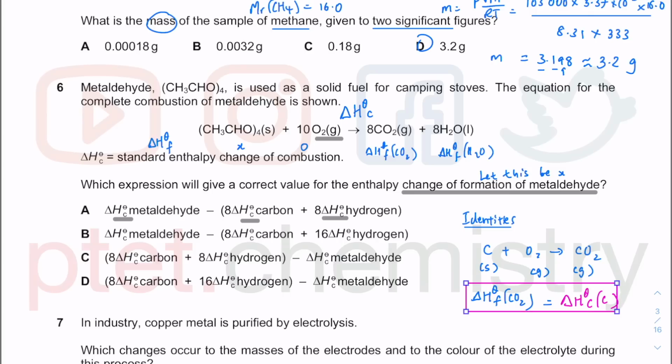There is actually a second identity which you can write the equations. I think I'm running out of space, but I'm just going to tell you, you should write down the equation really and convince yourself that the formation of H2O is the same as the combustion of hydrogen. So this thing is the same as the combustion of hydrogen. This thing is the same as the combustion of carbon.